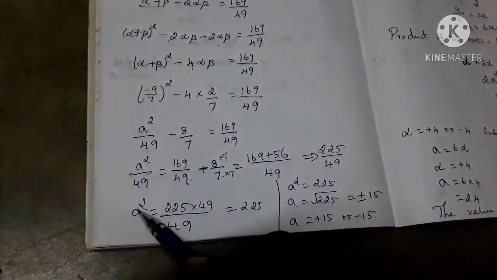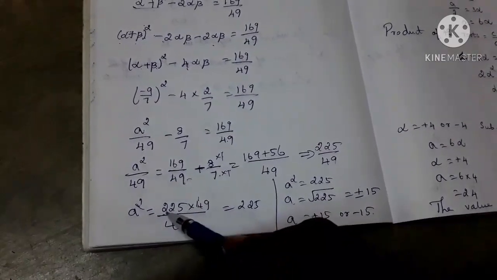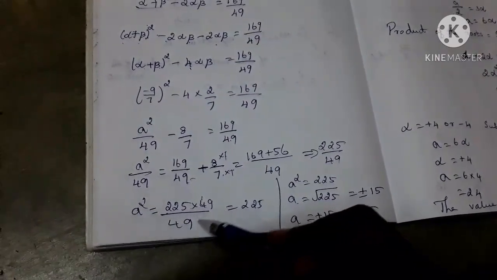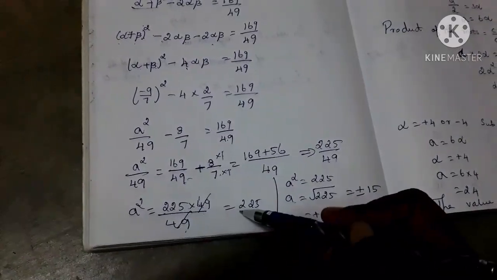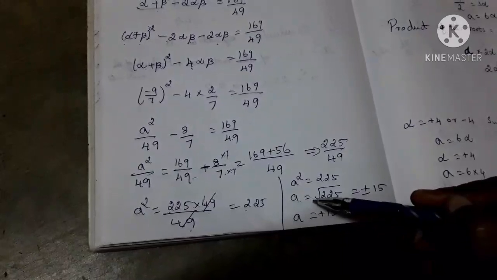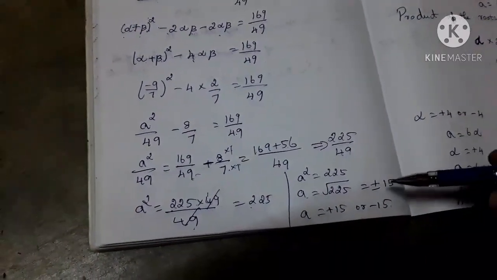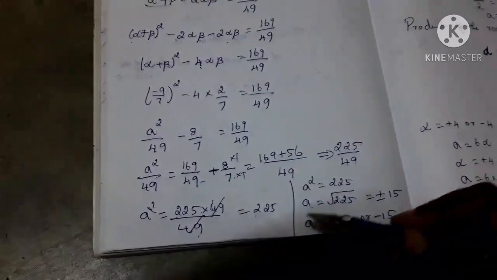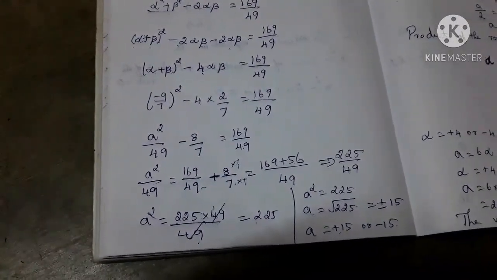So a square, this denominator comes this side, it becomes numerator. So 225 into 49 by 49. So 49 will be cancelled. So a square is equal to 225. A is equal to root 225, that is plus or minus 15. So a may be plus 15 or minus 15.